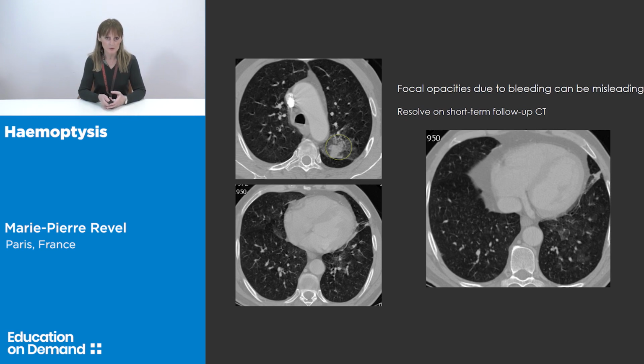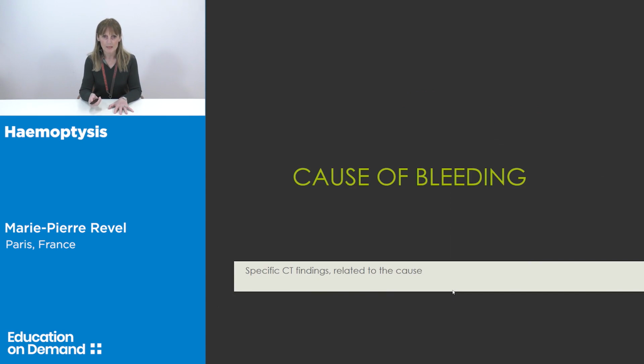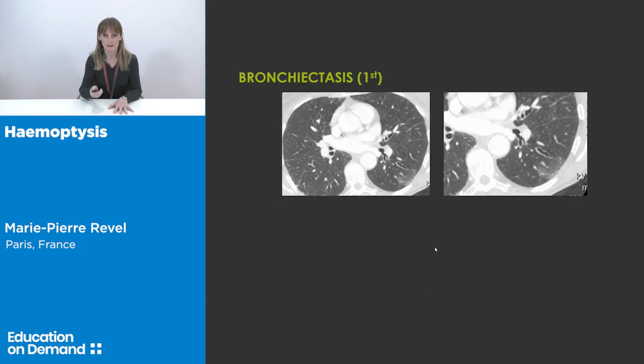We need to perform short-term CT follow-up to distinguish between opacities which are due to bleeding or opacities of malignant origin. Then the role of CT is very important to identify the cause of bleeding, and the first cause is bronchiectasis, as in this patient here.